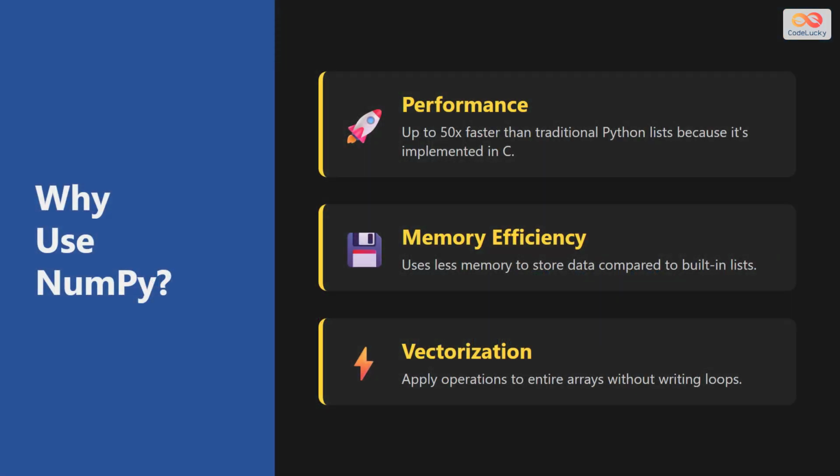You might wonder, why not just use Python's built-in lists? There are three main reasons. First is performance. NumPy is incredibly fast because it is implemented in C. Second is memory efficiency. It uses far less RAM than standard Python lists. And third is vectorization, which lets you perform math on whole arrays at once without writing messy loops.